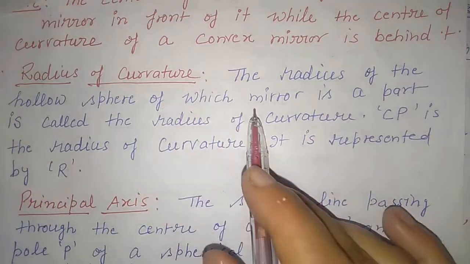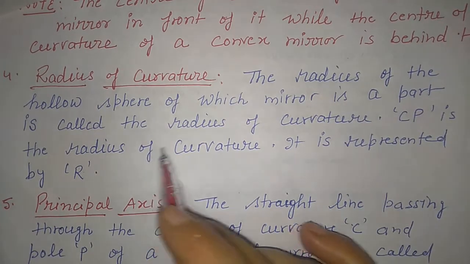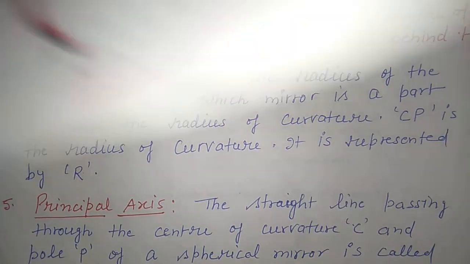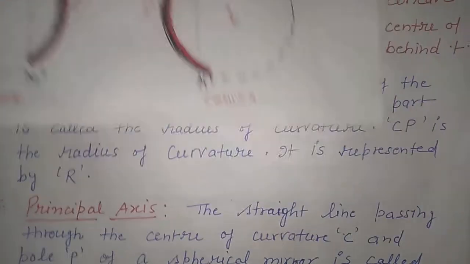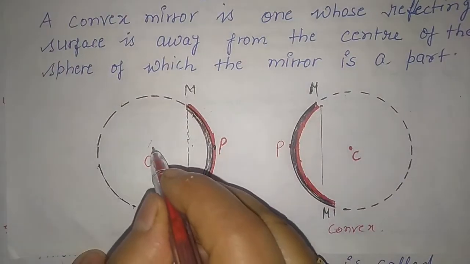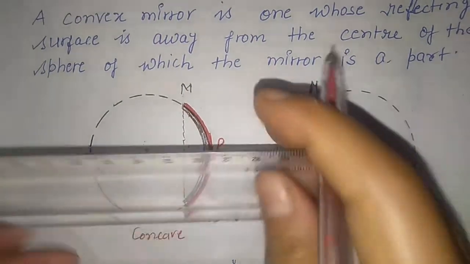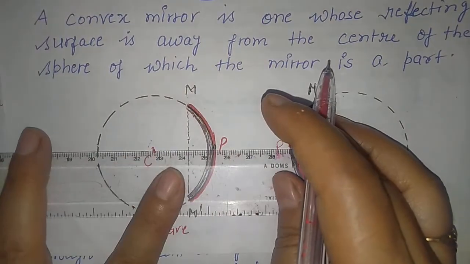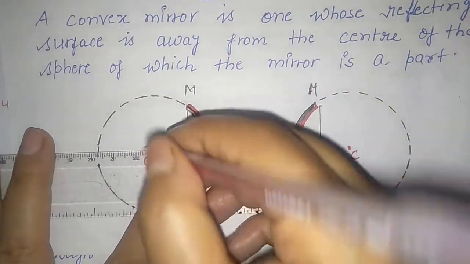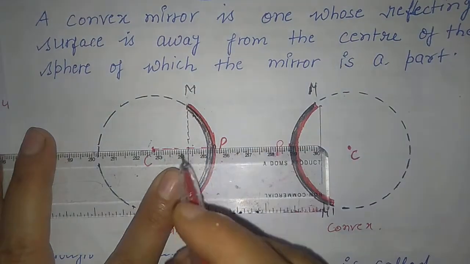Then we have radius of curvature. The radius of the hollow sphere of which the mirror is a part is called the radius of curvature. If we see here, the radius of curvature, CP, if we join the center and the point on the surface, the pole, that is P. So that is known as the radius of curvature. So CP is the radius of curvature.